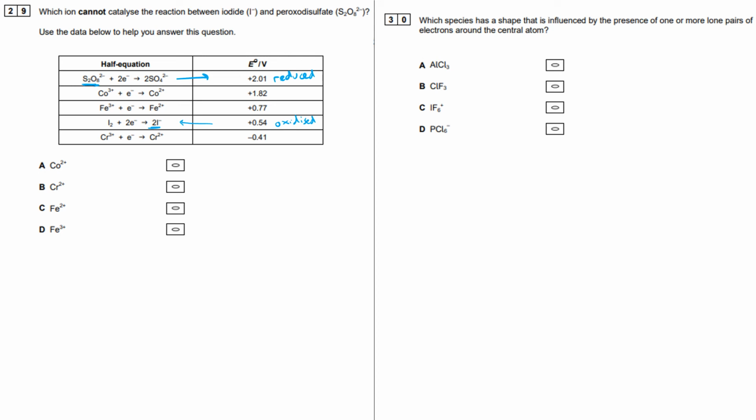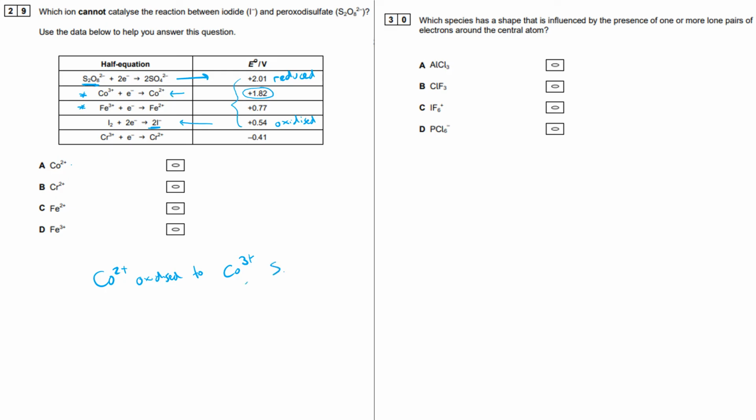So in this case, our cobalt 3+ and our cobalt 2+ and our Fe3+ and our Fe2+ have values in the middle, or between the values for iodide and peroxydisulfate. So the cobalt 2+, which is answer A, let's just go through how that works as a catalyst. The cobalt 2+ is more negative than the peroxydisulfate. So the cobalt 2+ would be oxidized to cobalt 3+.